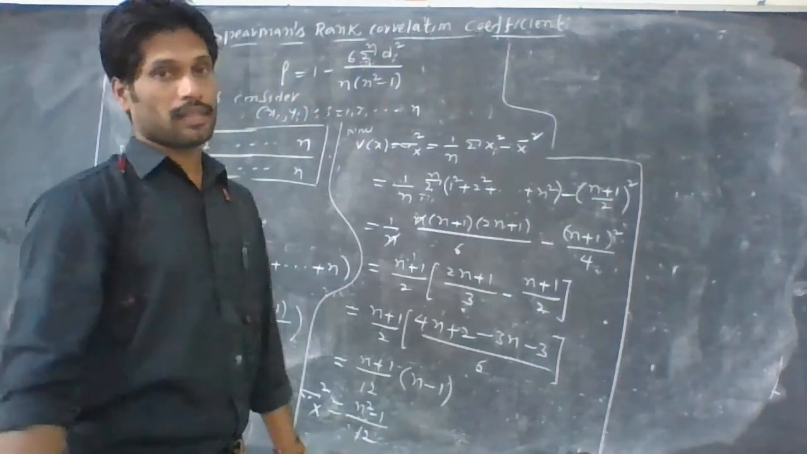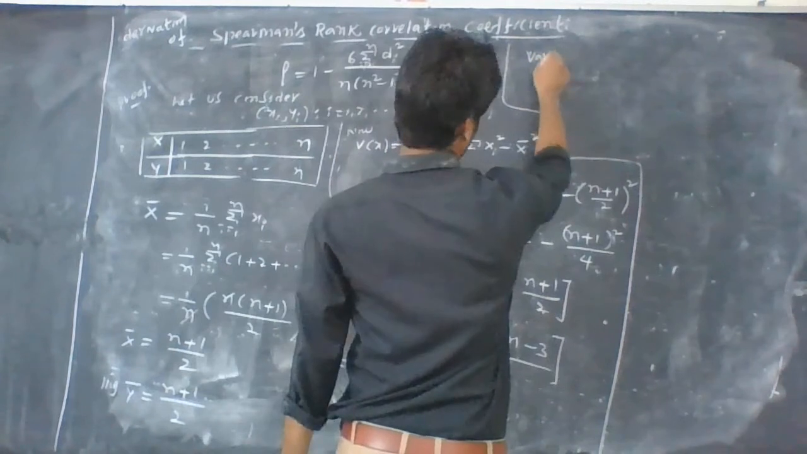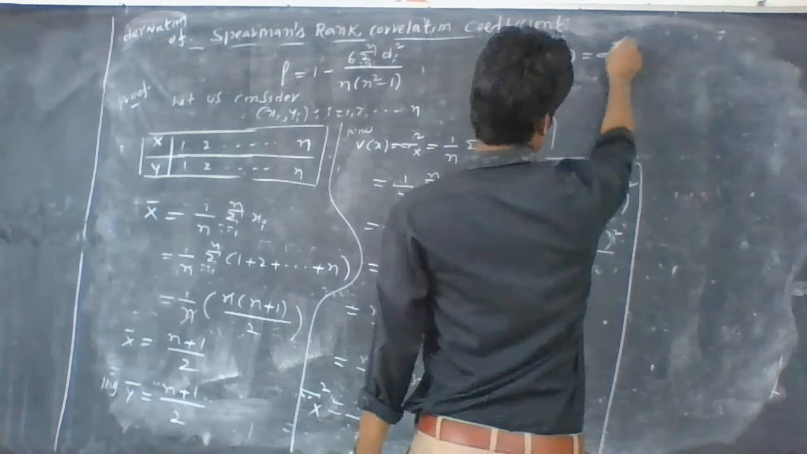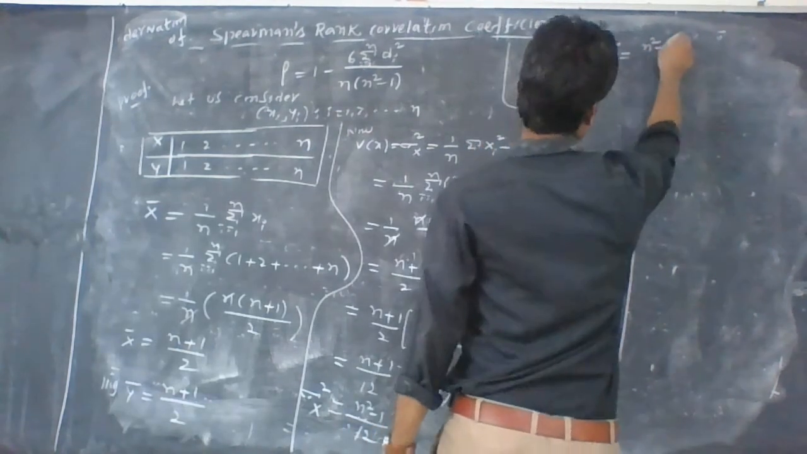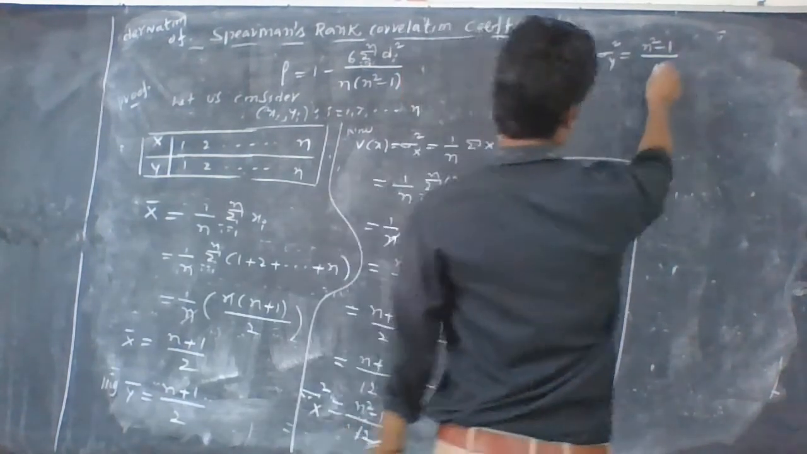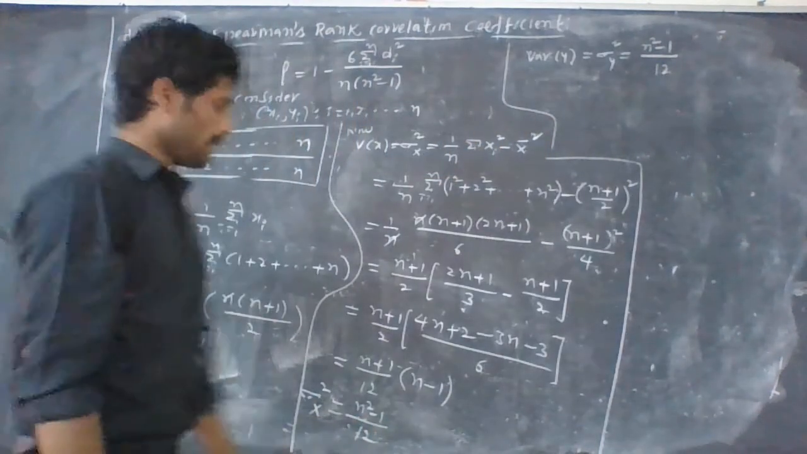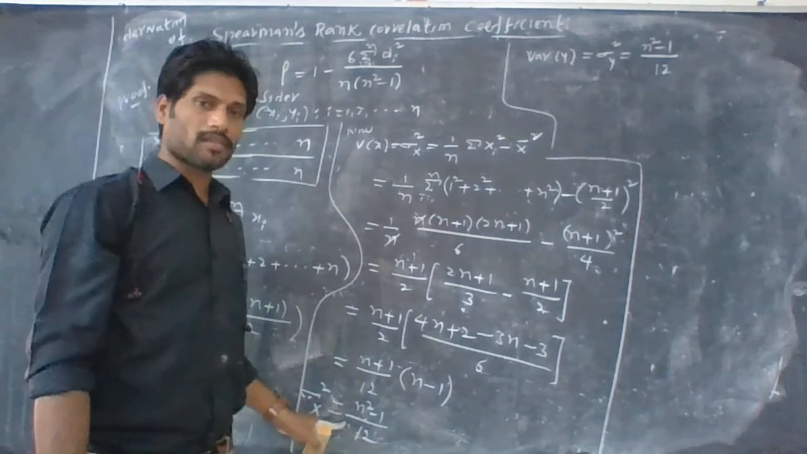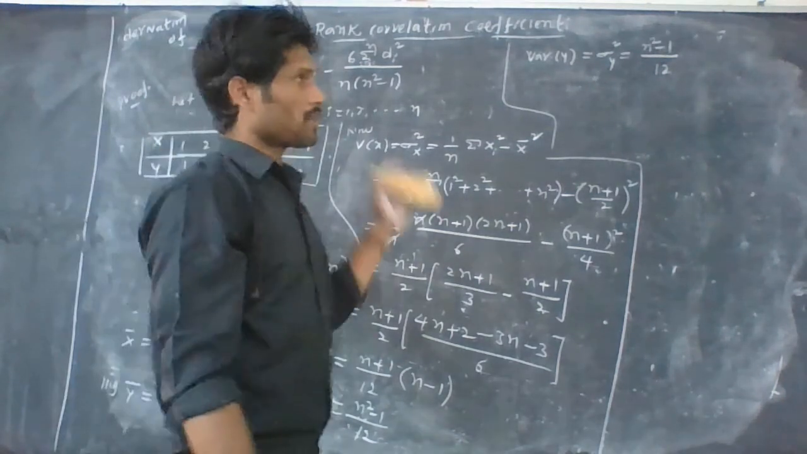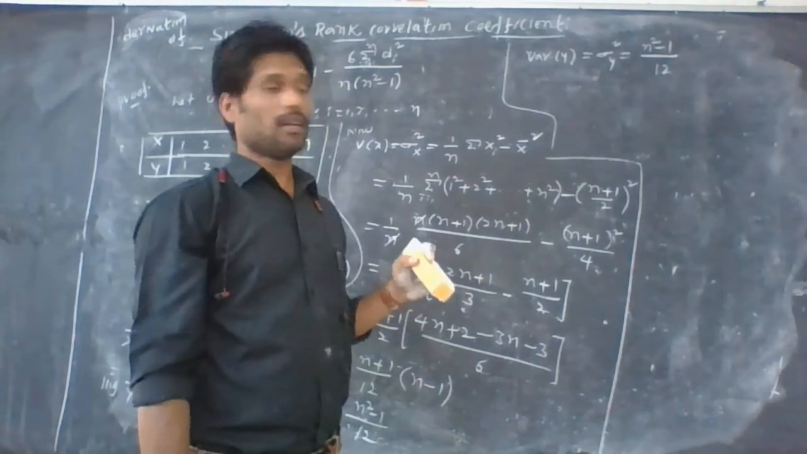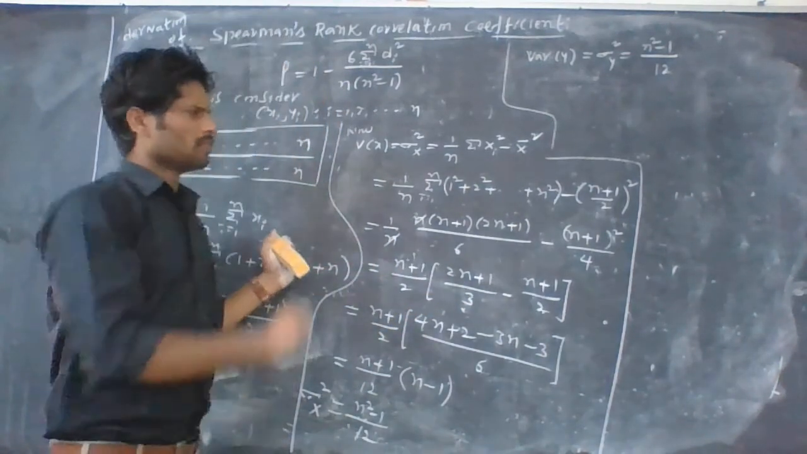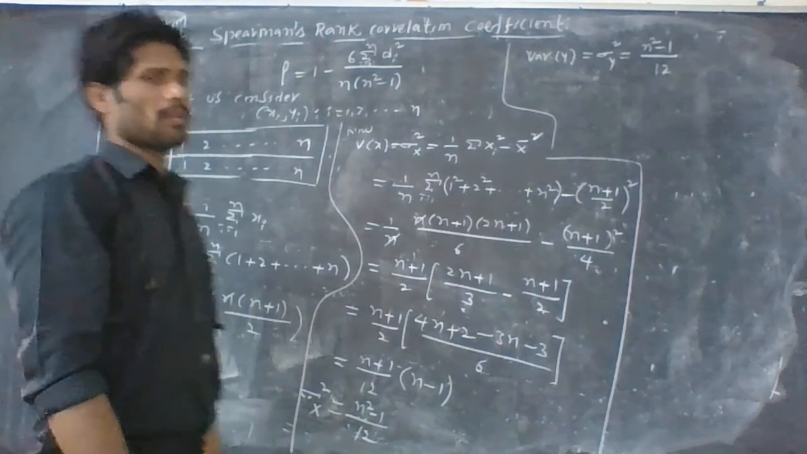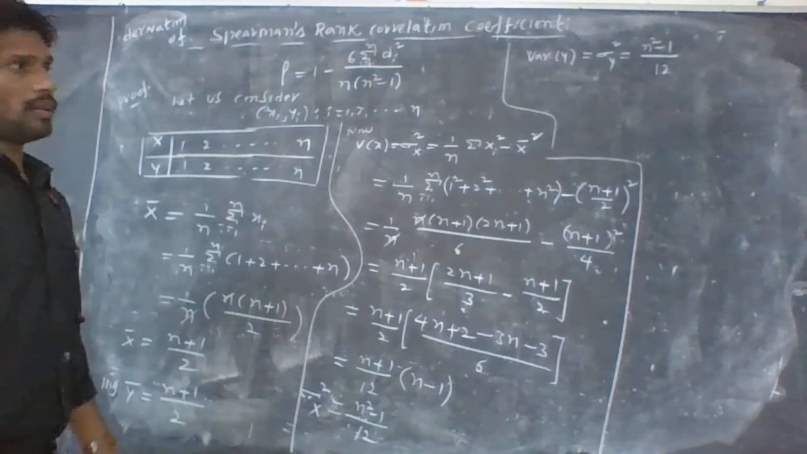Similarly, the variance of y, that means sigma square y, is also the same: n square minus 1 by 12, because y bar is the same as x bar, n plus 1 by 2. Sigma square x gives n square minus 1 by 12, and sigma square y also gives n square minus 1 by 12. So these are the main steps of the proof of rho is equal to 1 minus 6 into summation d square by n into n square minus 1.